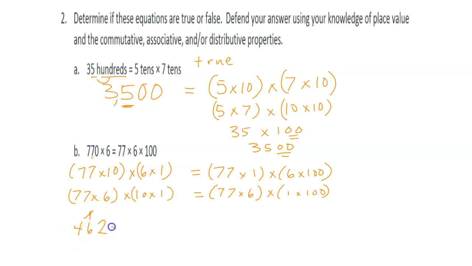Alright, so then we have that times 10. And remember, just like in Unit 1, when we move 462 on our place value chart times 10, all of the digits are going to shift one place to the left, giving us 4,620. Alright, here we would have 77 times 6 is 462 times 100. Now the digits are going to shift two place value units, making this 46,200. So I know B is false. These are not equal.